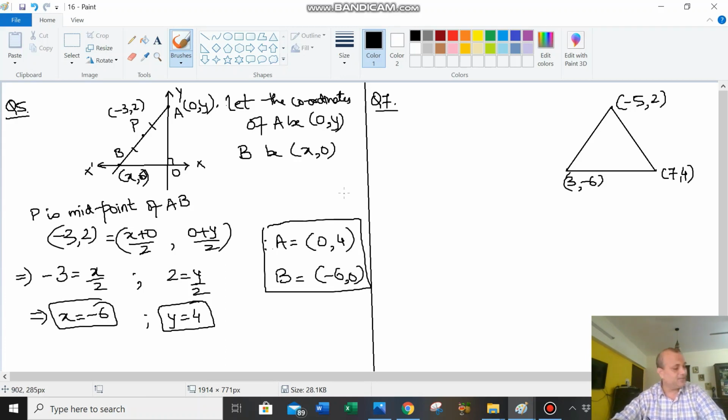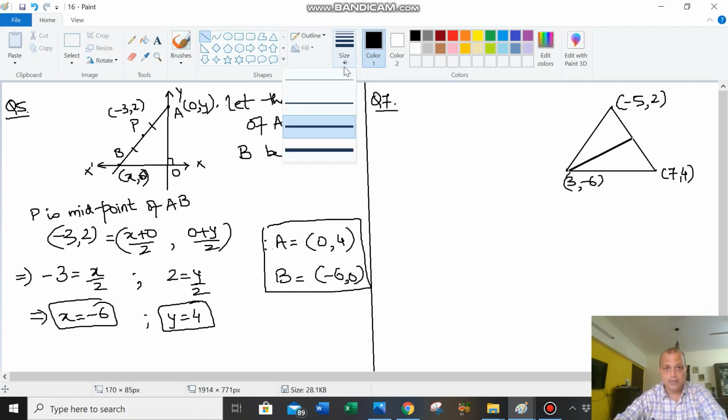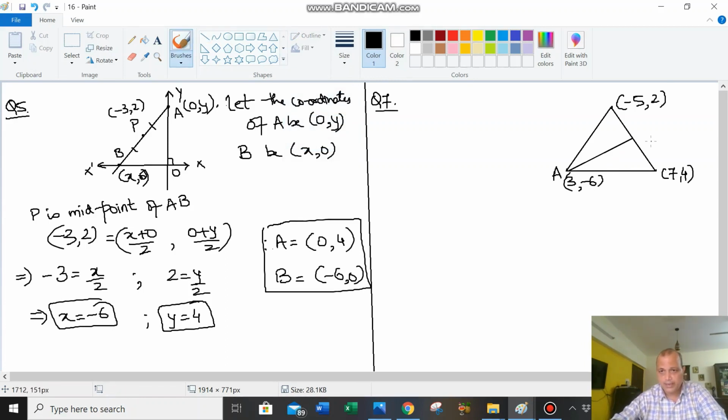That's question number 7. These three are the vertices of a triangle. Find the length of its median through the vertex 3, negative 6. So we need a median which is being drawn from this vertex onto the opposite side, and we need to find the length of it. So let's give it some name for our convenience. Let's call it AD, and D is the midpoint.